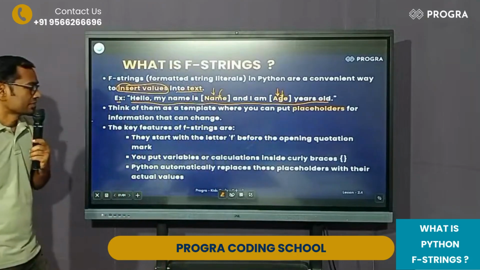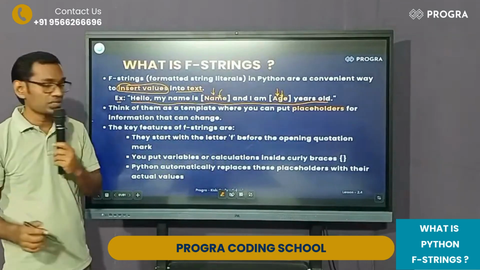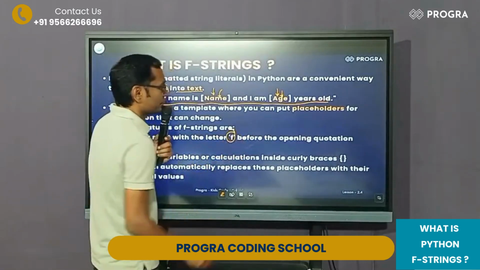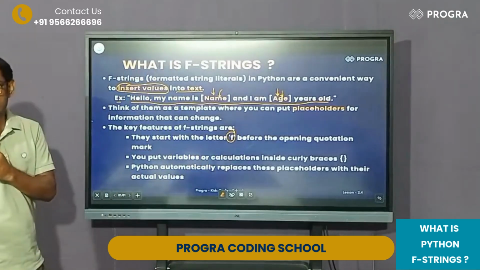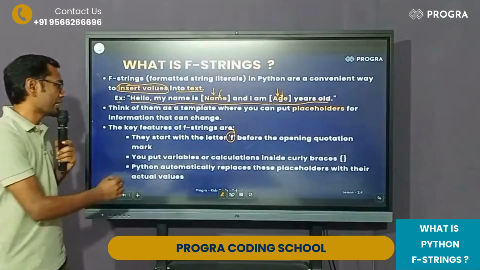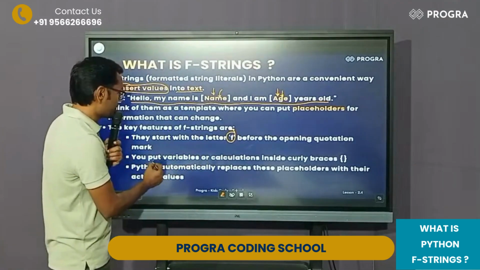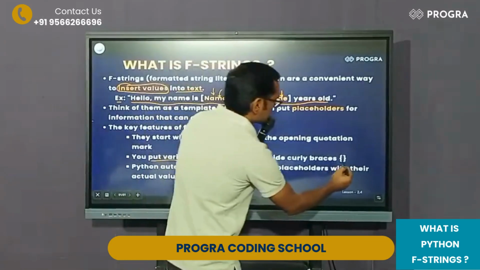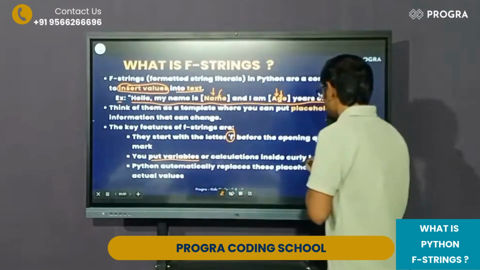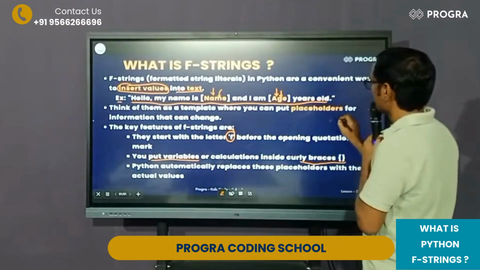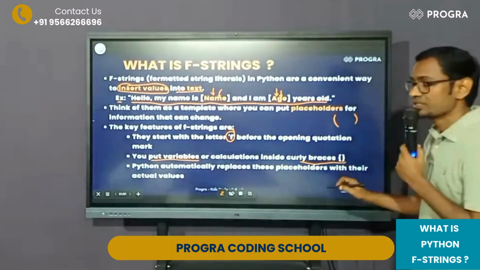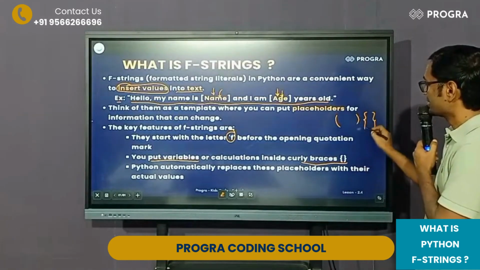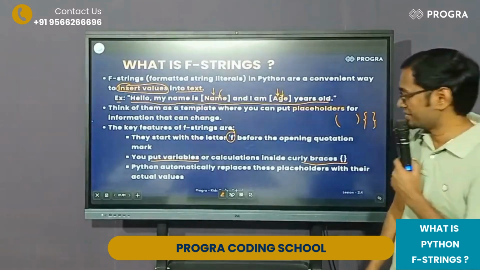The key features of f-strings are that it will always start with the letter f before opening the quotation. Wait, I'll give an example. Then we'll put the variables inside the curly braces. You guys know curly braces? Till now we have used parentheses, right? Now this is nothing but curly braces. I will explain that with an example.